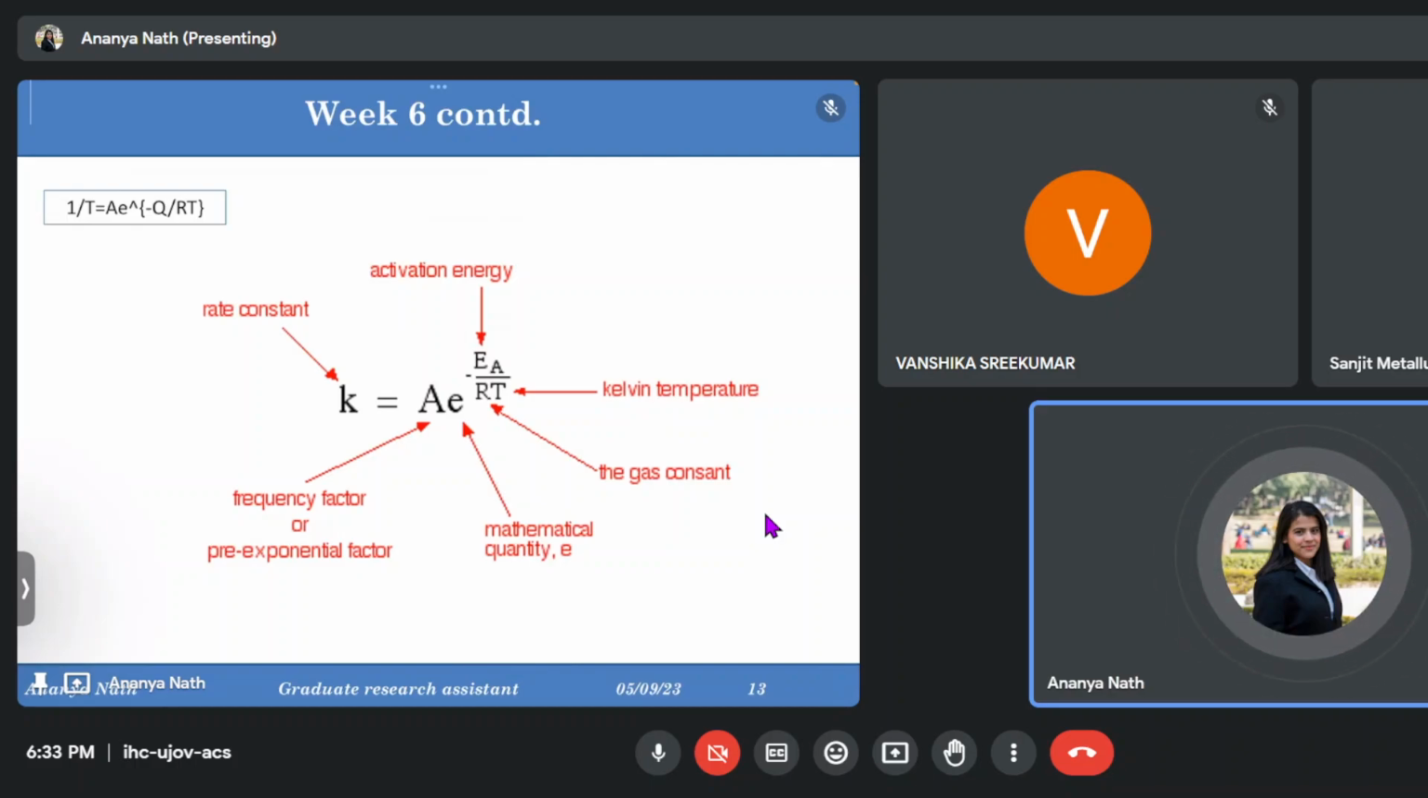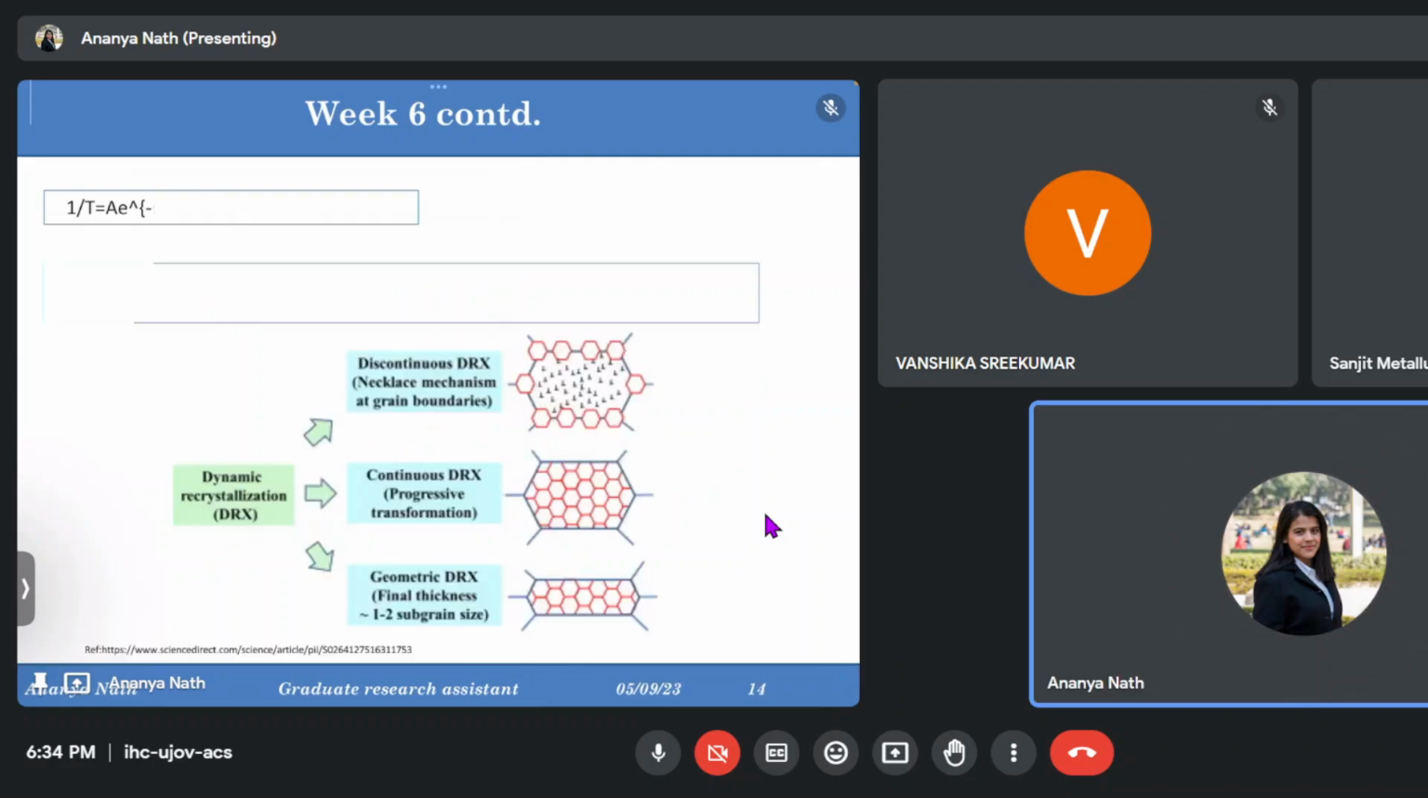So the Arrhenius equation is something like k equal to A into e to the power minus Ea by RT. The same formula is applicable here also, where in place of the rate constant k, we have used the rate at which 50% of the structure is recrystallized, which is denoted by 1 by tau. A is some constant or factor, and Ea is replaced by Q, which is the activation energy for recrystallization. R is the gas constant and T is the absolute temperature. So this was one thing.